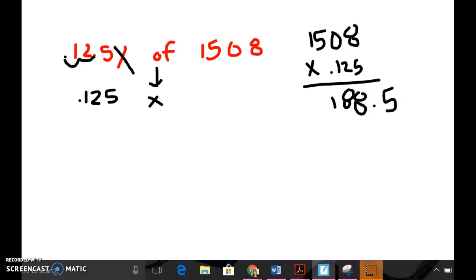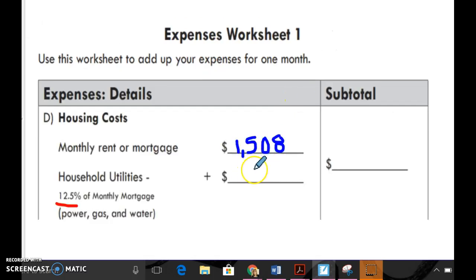This is what I need to put back in my worksheet. So I go back to my worksheet. 188.50 goes here. And then I need to add those two together because that's how much my housing is going to cost: the cost of the utilities plus my mortgage. So when you add those two together, my total for my housing is $1,696.50.